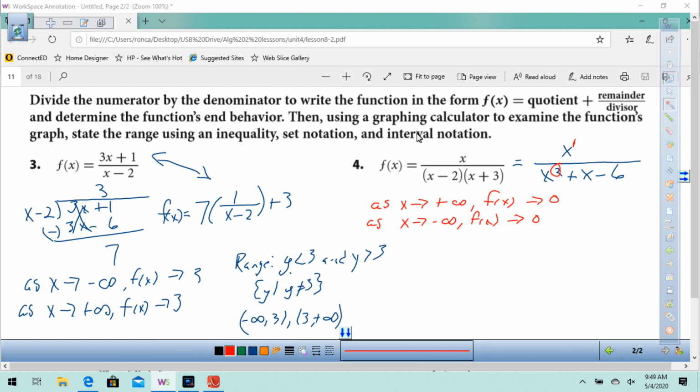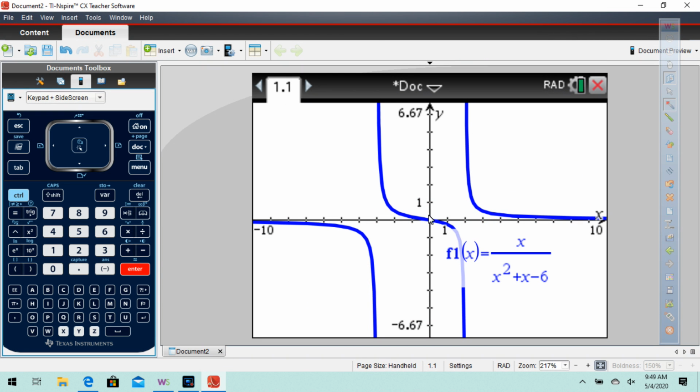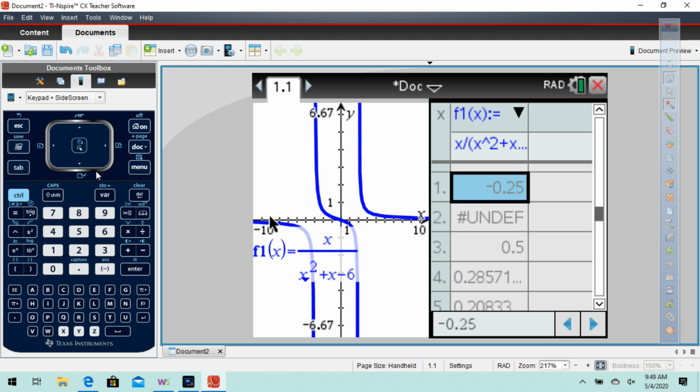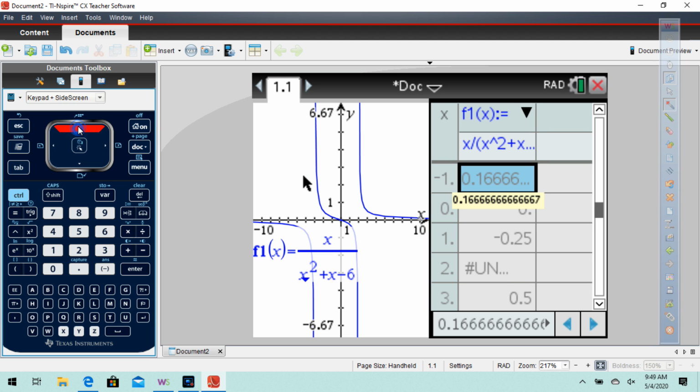Now, what about holes? There's not any holes. This in here works, and you can go Control T and see it. At 2, it's undefined. 0 gives you 0. At 3, it's undefined. So the two vertical asymptotes are at negative 3 and 2.